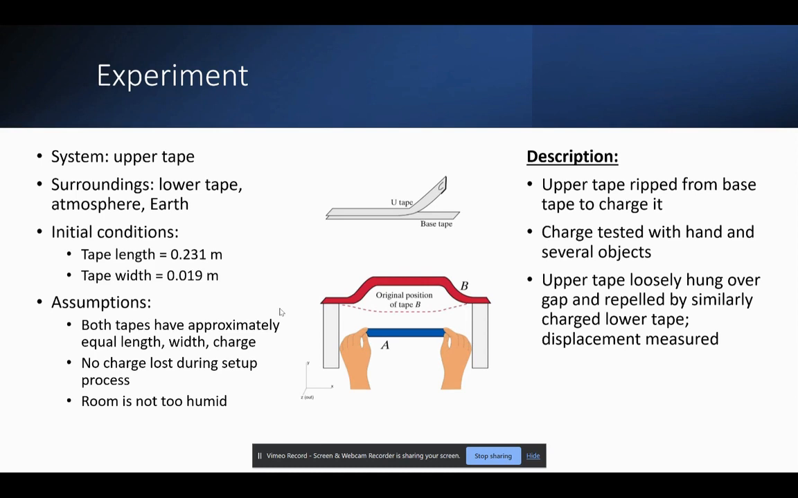The description of the lab. So basically, the upper tape was ripped from the base tape in order to give it a charge. The charge was tested with a hand and several other objects. The upper tape was also loosely hung over a gap and repelled by a similarly charged lower tape, with the displacement being measured.